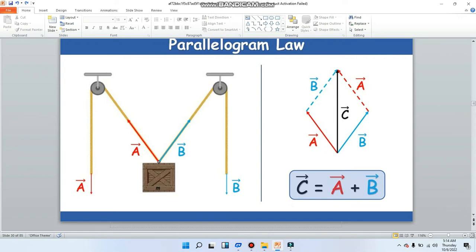Parallelogram law. Let's suppose this is a parallelogram, vector A, vector B, vector C. This is also vector A, vector B. So the addition of vector A and B is represented by vector C. In the same way, the parallel vectors A and B are represented by the vector C.